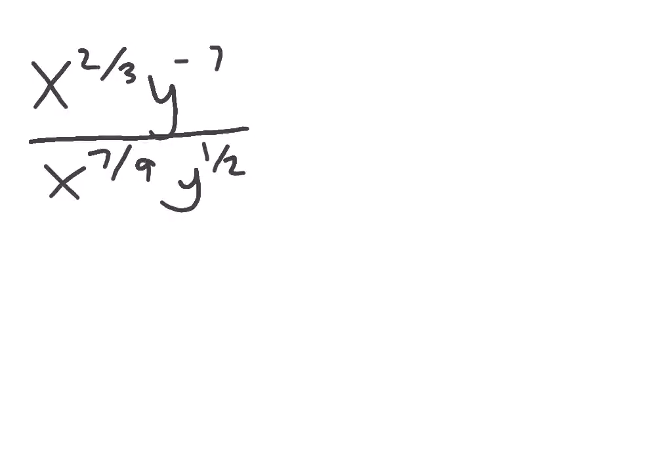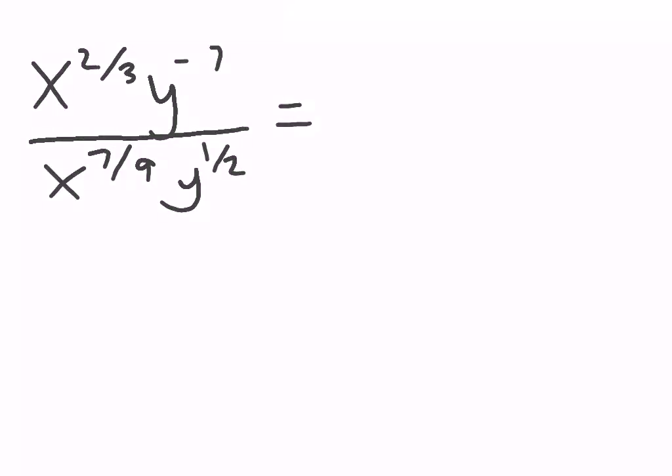Okay guys, now I'm going to do number 52 on your review sheet. We have x to the 2/3 y to the negative 7 over x to the 7/9 y to the 1/2. This one's not that bad. This stuff's really going to help you guys get used to fractions and manipulating fractions to make them in the form that you want. So that's what we're going to be doing a lot of here.